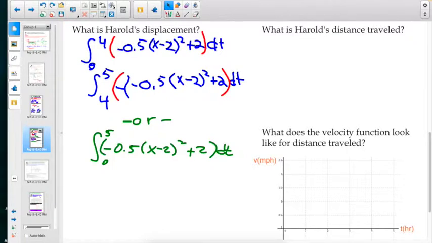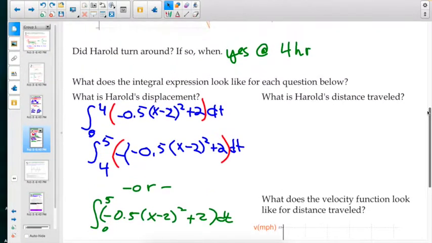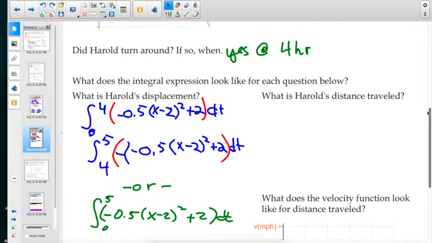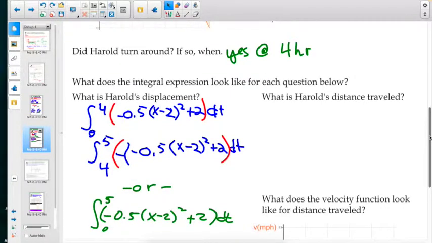Because it's one function. Will I get a negative region as I travel from 4 to 5? I will. Exactly. I will get a negative region as I travel from 4 to 5. As that goes below the axis, I will start to reduce my net area. So the idea of net area here, which is what displacement is, is the reason why we can write it as one integral. What about the distance traveled?